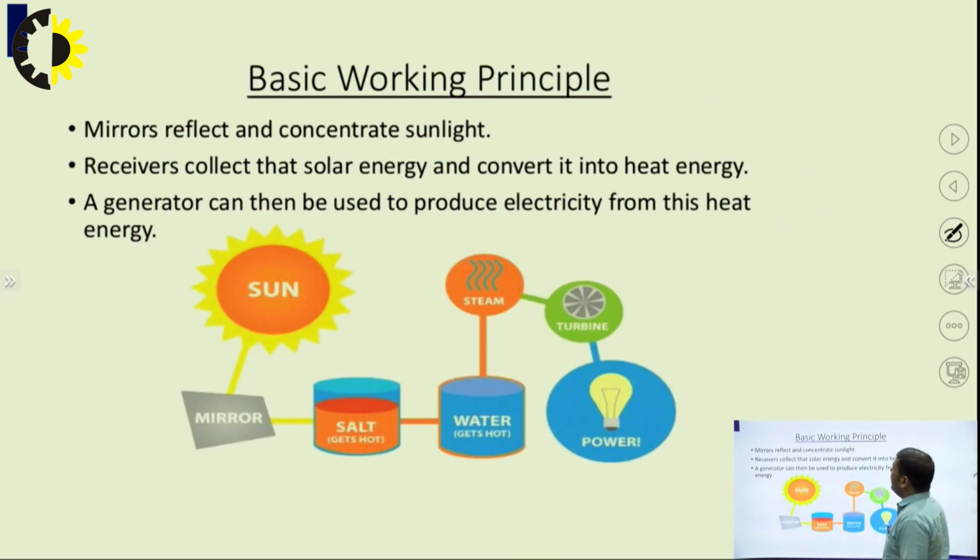So as far as the basic working principle is concerned, basically here what is our motive? Our motive is to basically use the heat to make steam from the water, and then the turbine is operated, or you can say rotated, with the help of that steam, and that converts finally into electricity. So here, for increasing the efficiency, we use mirrors.